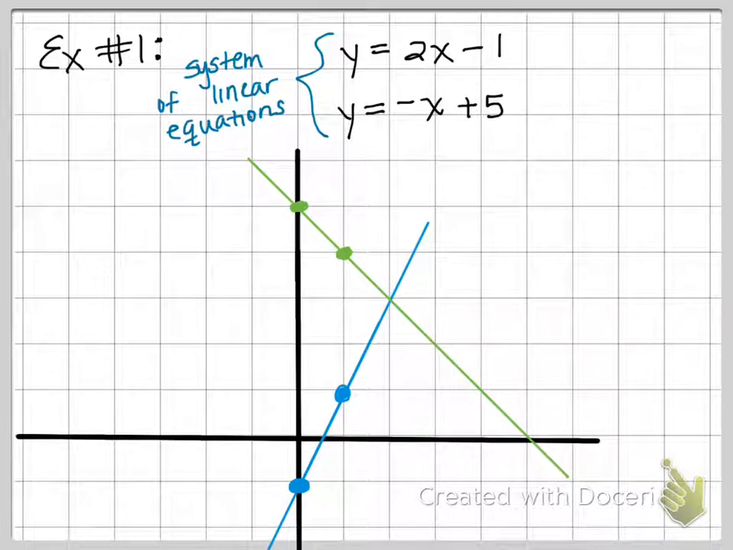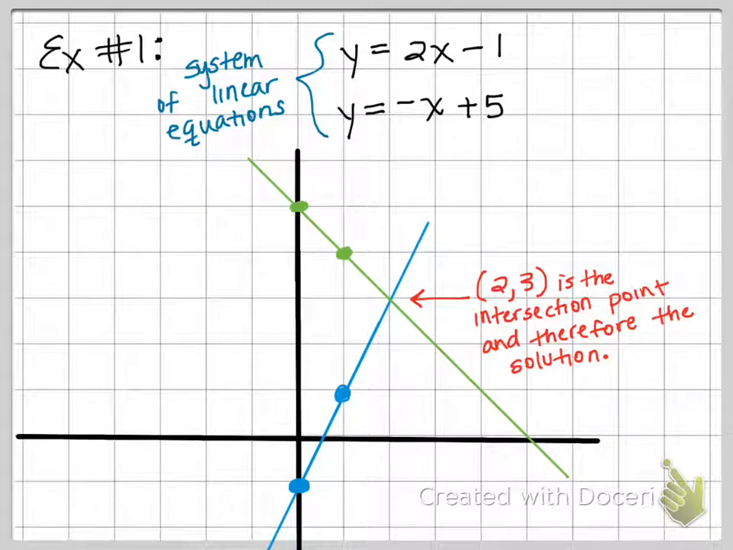of 2. Remember that 2 has an invisible 1 under it, so it means we went up 2 and over 1. Then in green we have the second equation with a y-intercept of 5 and a slope of negative 1, so it went down 1 over 1 each unit. So we notice there is an intersection point here. That point is coordinate 2, 3. Because it's the intersection point, it is also our solution.